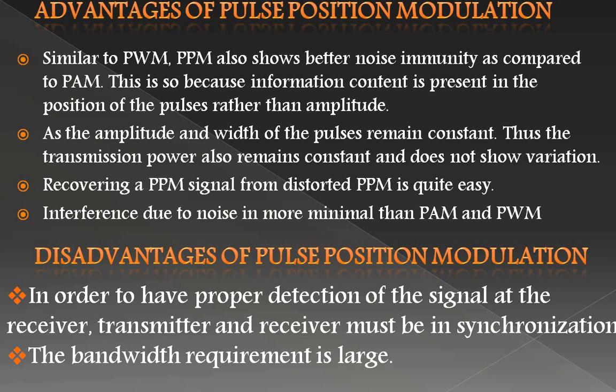If you are detecting the signal at a receiver similar to the transmitter, that is well and good, you can easily detect your message. In case you do not have synchronization, that is a drawback of pulse position modulation. One is that, and second, of course, the bandwidth requirement is large. Because you are changing the positions, of course you require a larger bandwidth. So these are the two disadvantages of pulse position modulation.